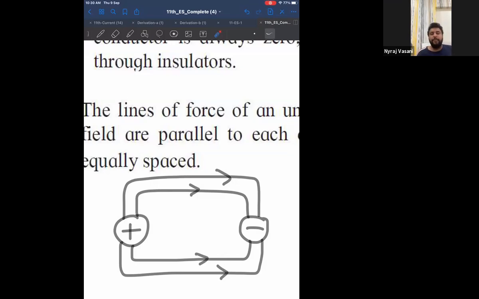Now, this diagram is only for your reference. If you want, you can draw this diagram. This is just a rough diagram. Meaning, don't draw this in the exam. This is just for your understanding. Okay? Therefore, write on the side heading, electric lines of force.